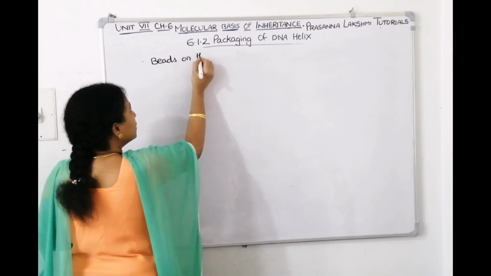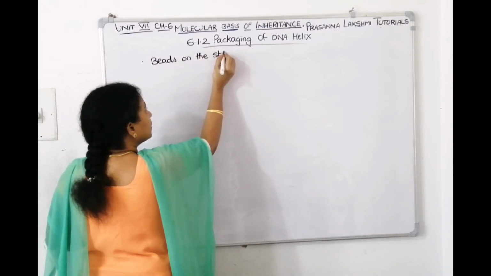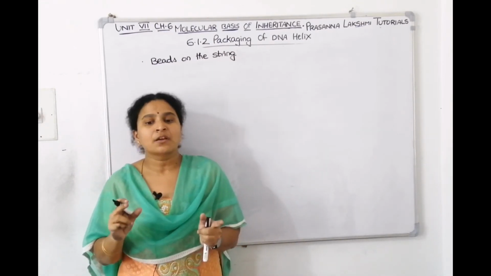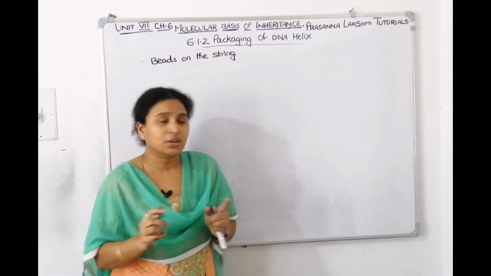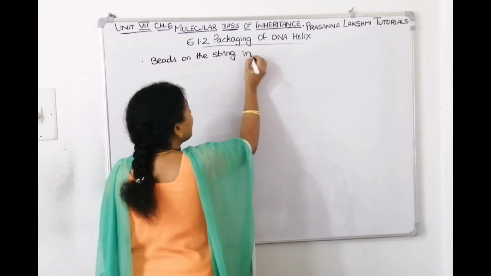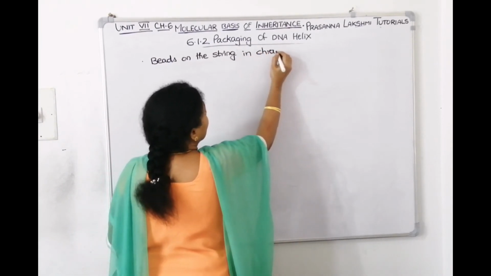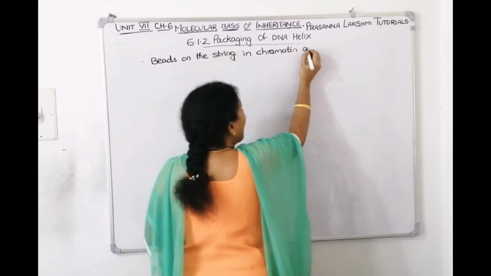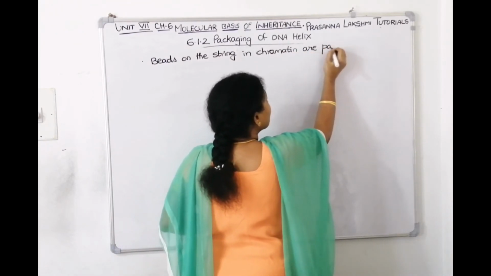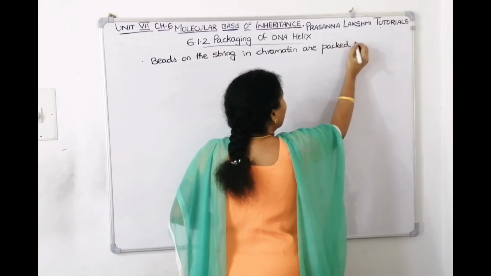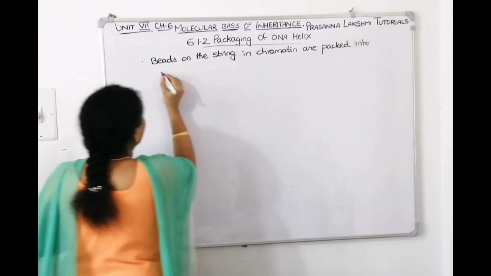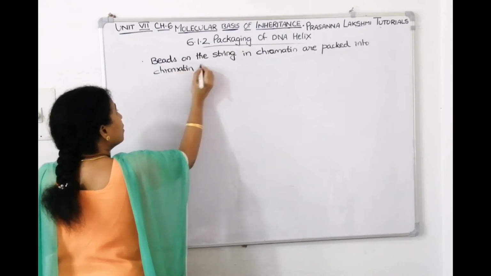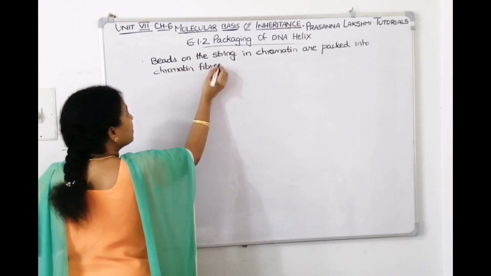When we see it under the electron microscope, we see beads and the string. Beads on the string structure, where are they present? In chromatin. They are packed. How are they packed? They are packed into chromatin fibers.